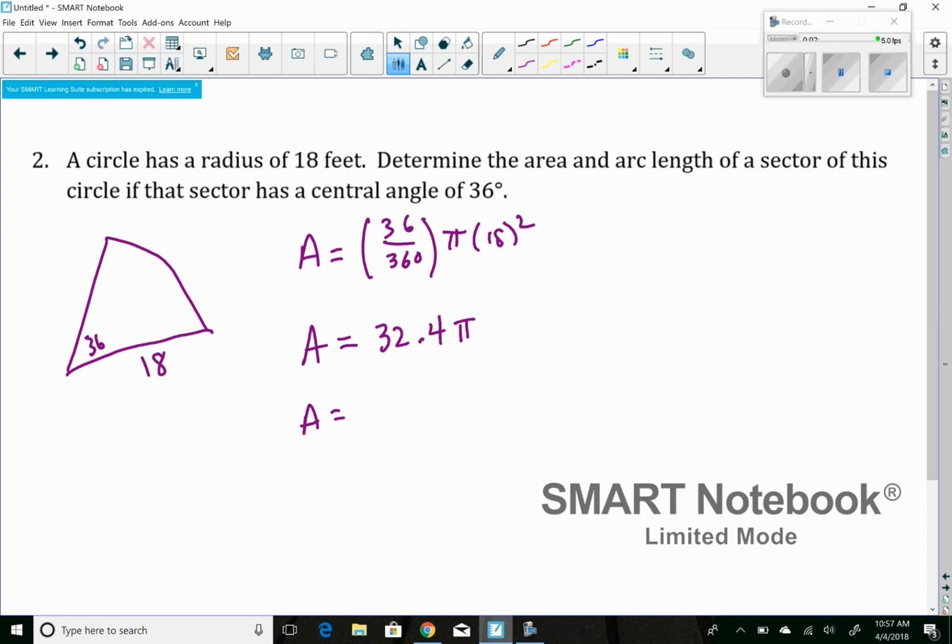If this question asks us to round it to, say, the nearest tenth, we'd then multiply that by pi, and that would give us 101.8. Again, it would depend on how the question was worded.